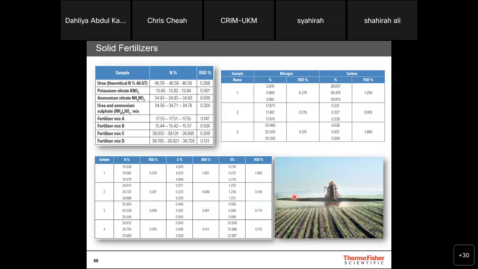Fertilizer is always one of the main topics for agronomy. So why is certain fertilizer more expensive? Because the quality is better. So how do we determine the quality is better? It has to do with the content of nitrogen. Then we determine whether the nitrogen content is actually repeatable and reproducible. And it is also important that we make sure the sulfur content is repeatable.